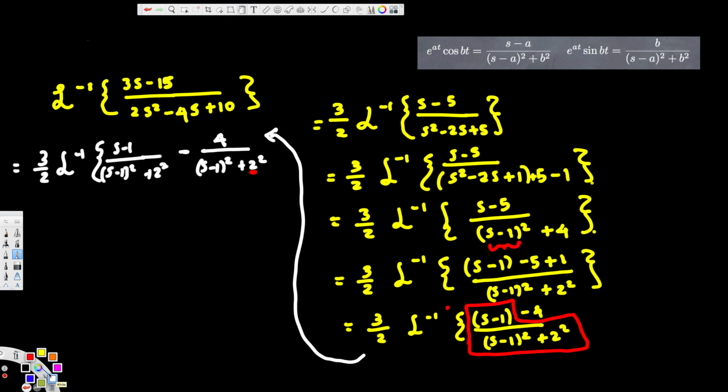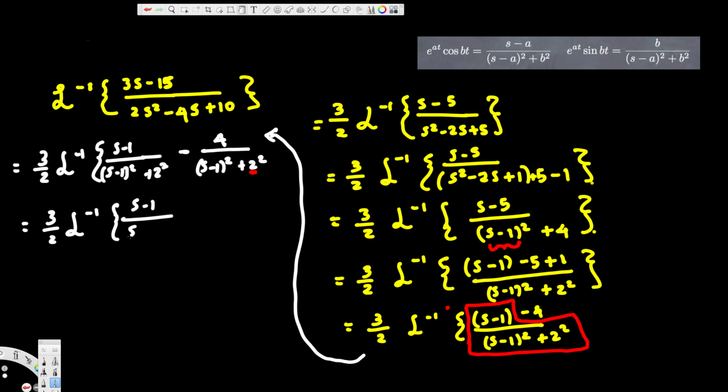If we do that, okay, let's go ahead and do that. This is going to become 3 over 2 L inverse, and then we are going to have (s minus 1) over (s minus 1) square plus 2 square, and here we are going to have 4 times, we can move the 4 to the front, and then we are going to have 2 over 2. This is same as 1, right? So 2 over 2, we just have to have 2 because we just have to have b.